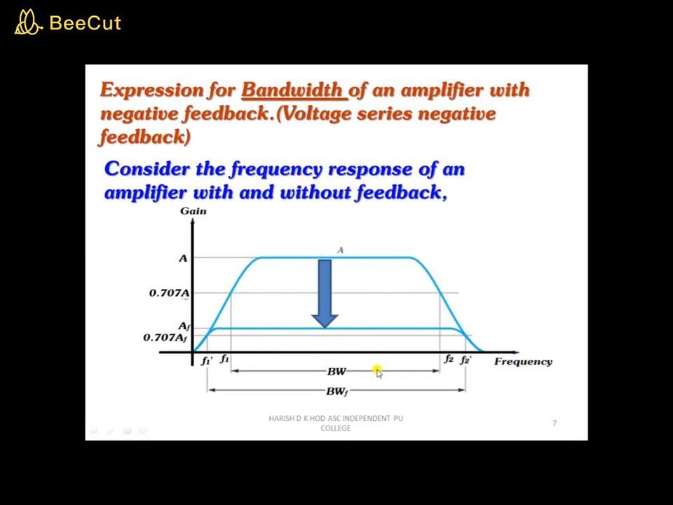So what is that quantity? That is nothing but the product of gain and bandwidth. So kids, it is a derived and proven result that the gain bandwidth product of any amplifier remains constant, and we are going to use this theory to derive an expression for the bandwidth of an amplifier with negative feedback.